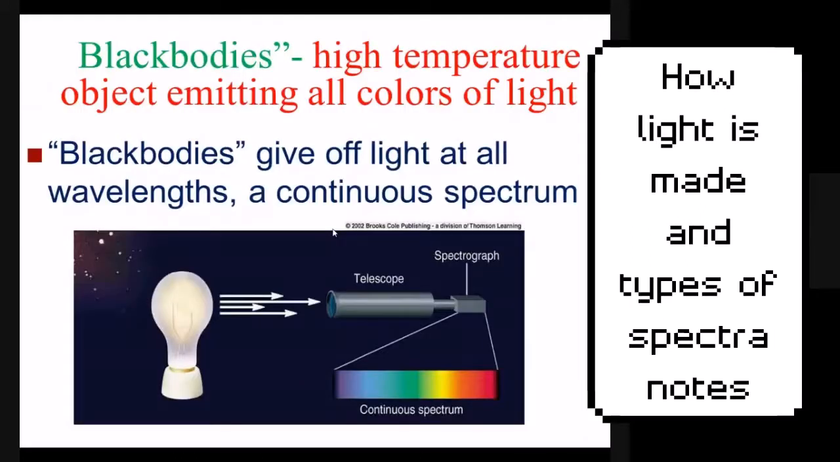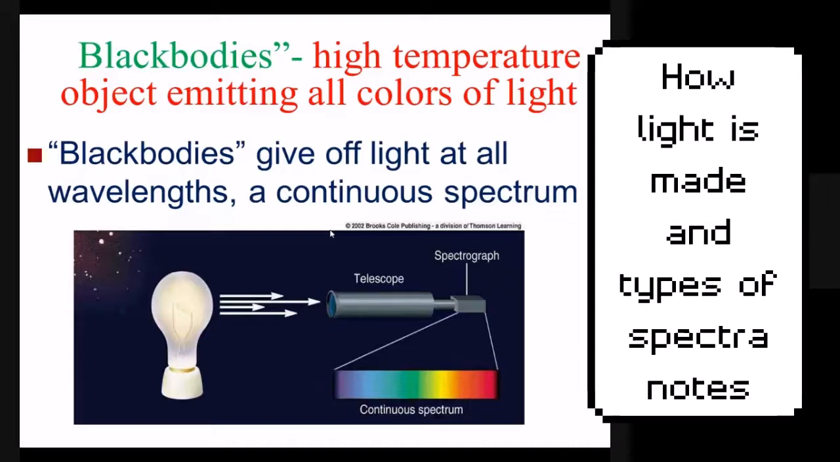Okay, now let's get to our next topic, which is black bodies. So where are we getting the rainbow light from? The rainbow light comes from black body sources. So a black body is any high temperature object. That's literally it. Any high temperature object will be a black body emission. That means it's heating up those atoms and emitting all the wavelengths of light.